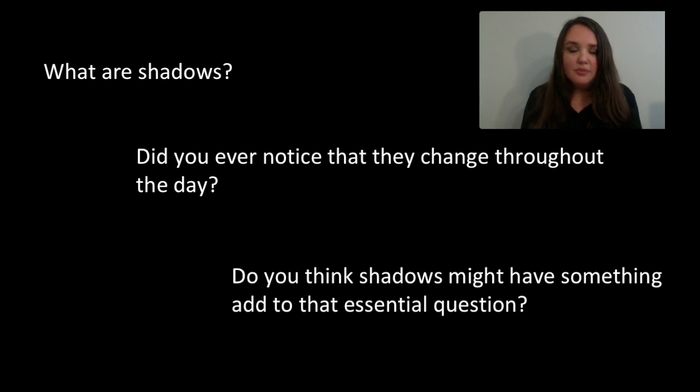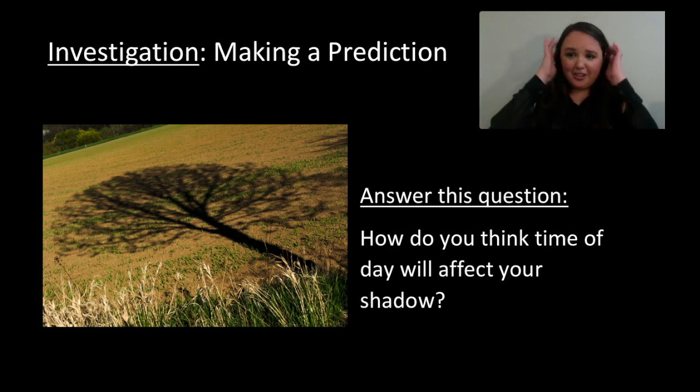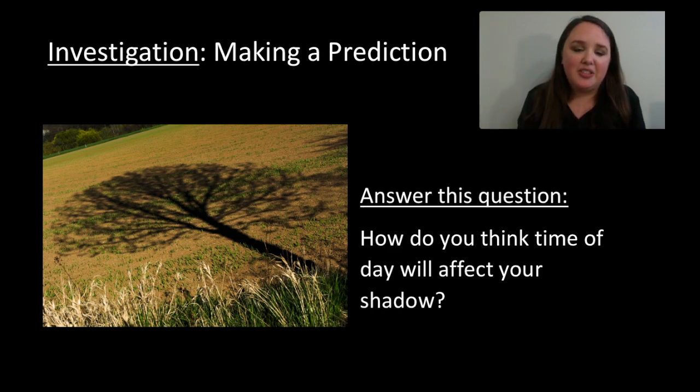Well, there's only one way to solve this problem. We've got to investigate. In order to investigate, we usually start with some background knowledge. So let's take a look at this image right here. This is the picture of a shadow of a tree. And a shadow is simply the absence of light.